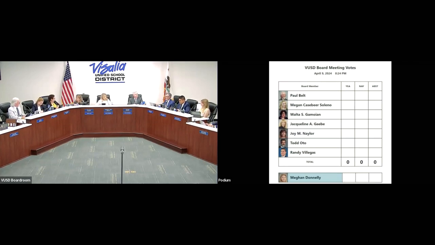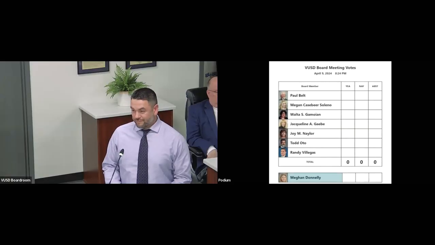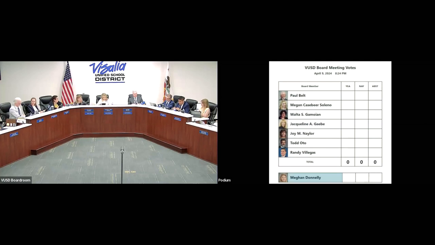And the warrant list, Chief Business Officer Nathan Hernandez. Good evening. This is our routine action item to approve the warrant list for our warrants from February 23rd to March 22nd, 2024. Is there any public comment? Any board comment? May I have a motion to approve the warrant list? Move to approve. Second. On a motion by Dr. Odo and a second by Case Pierce-Soleno.